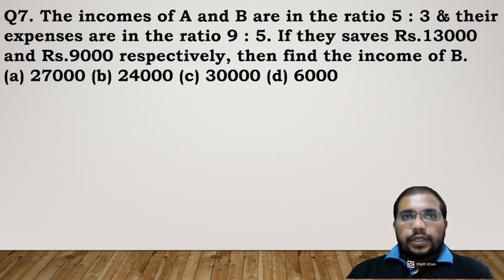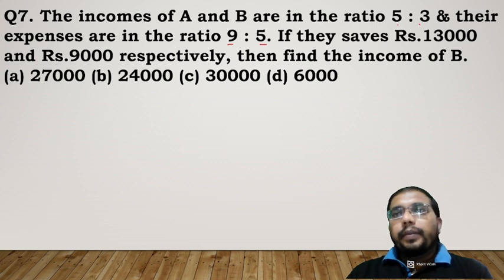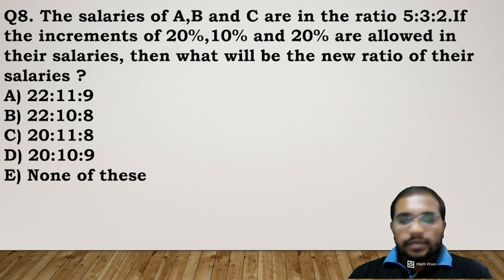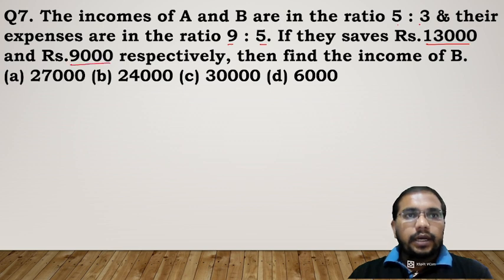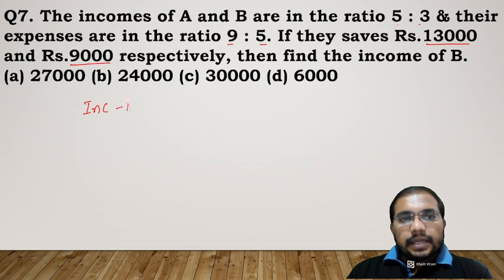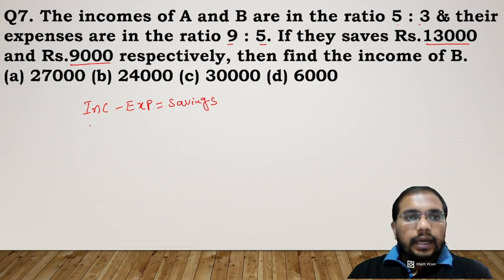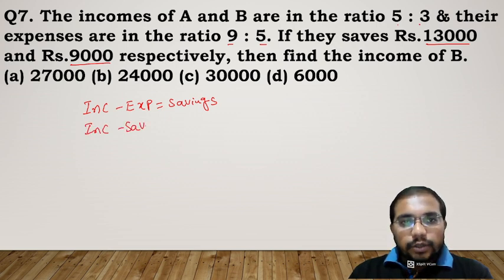See here in this question, you have a different model now. Incomes of A and B ratio 5:3. Expenditure ratio 9 and 5. But A saves different money, B saves different money. 13,000, 9,000. Then find the income of B. Let's see. You know, income minus expenditure is equal to what? Savings. Can I write income minus savings is equal to expenditure?